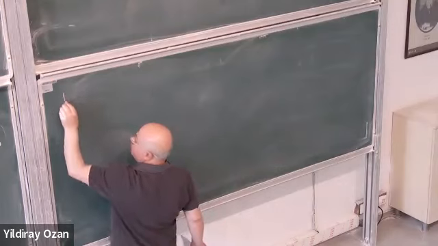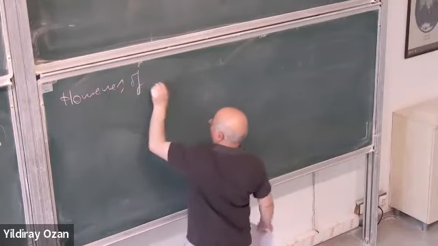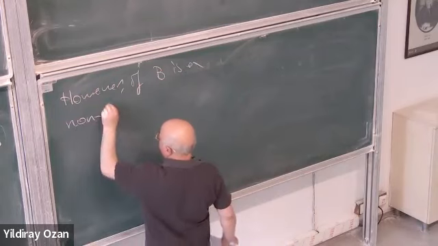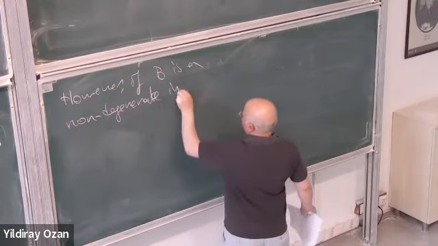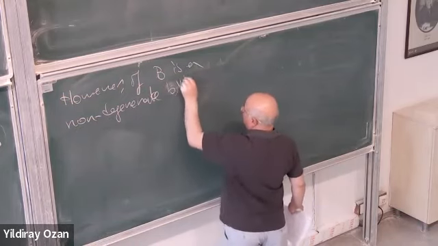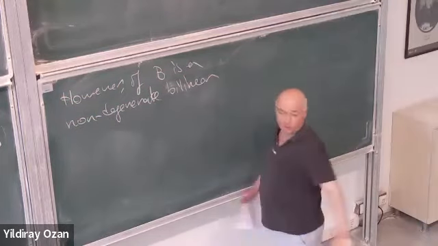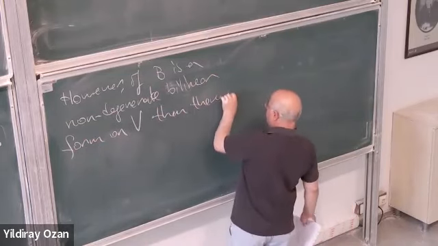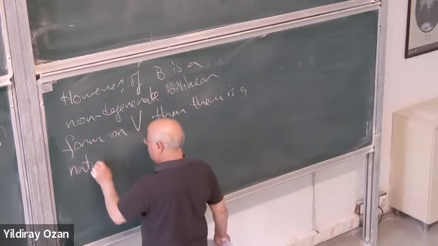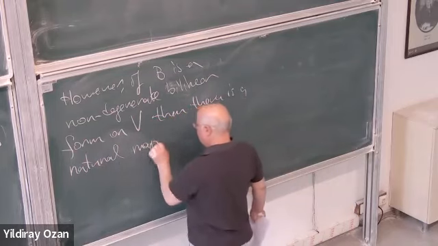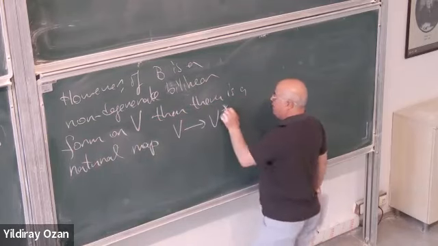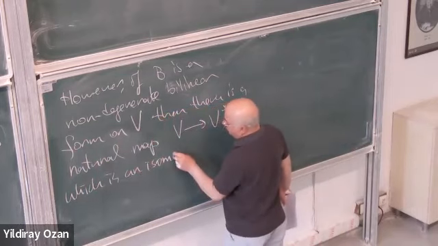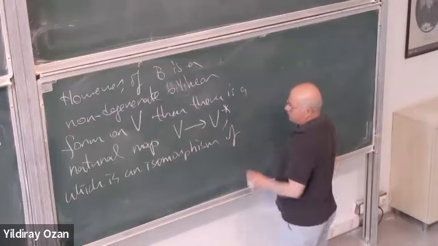Okay, now, if let's say B is a non-degenerate inner product, non-degenerate bilinear form, on V, then there is a natural map from V to V star, which is an isomorphism if V is finite dimensional.